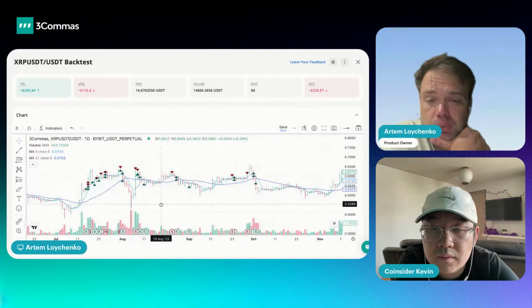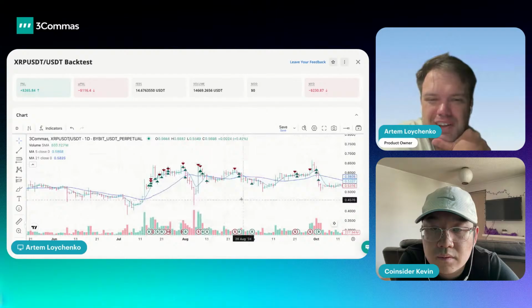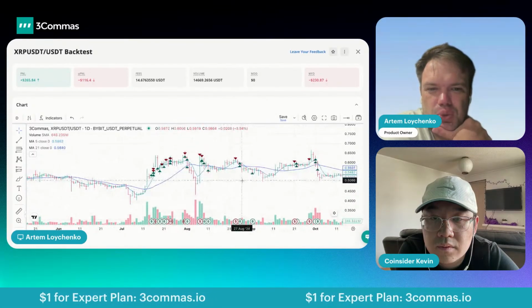But again, I know that most of our traders are trading without stops. So this strategy without stop would do just fine.